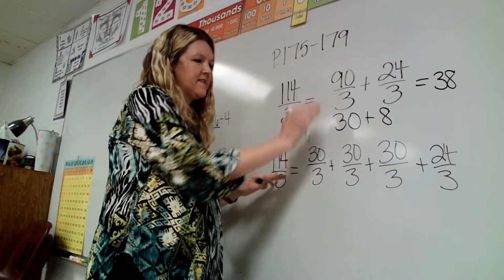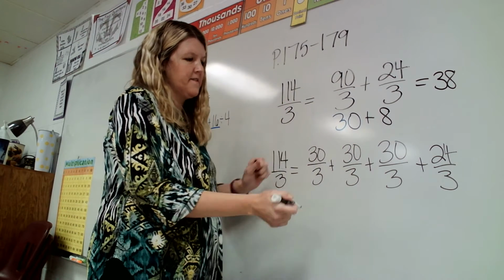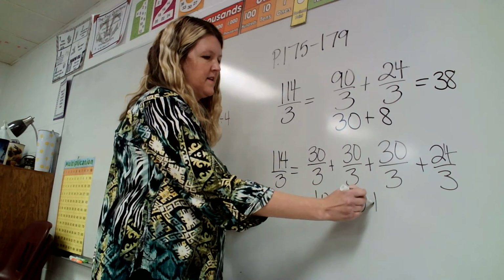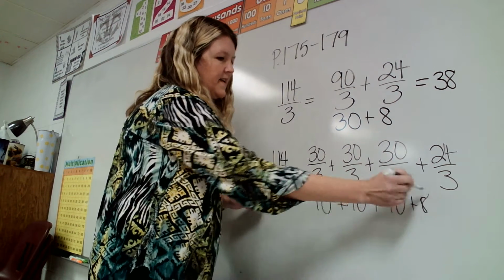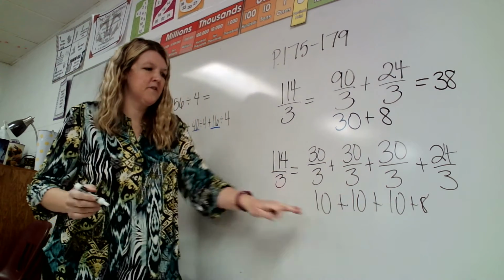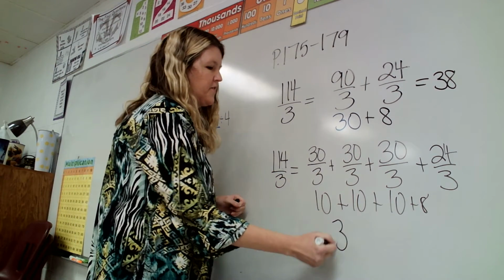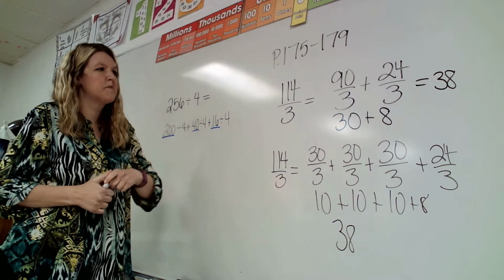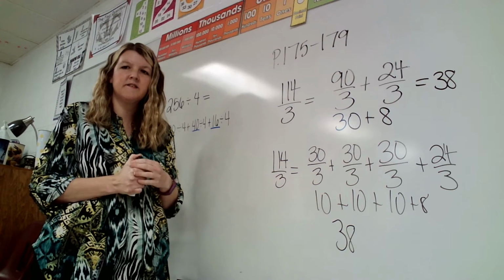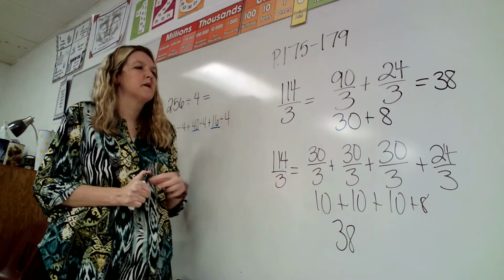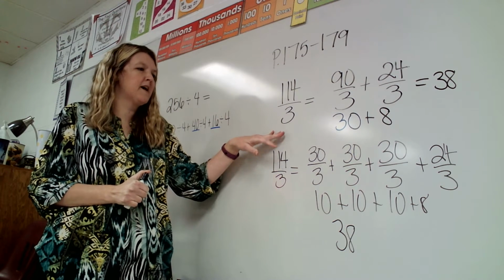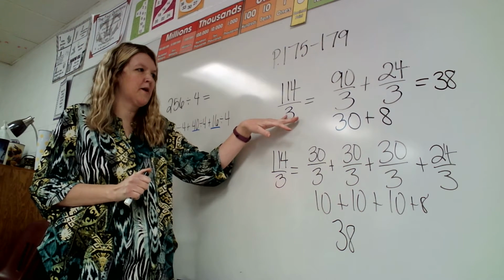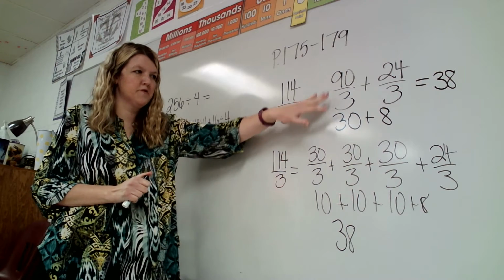Instead of breaking it down into 90, I did 3 30s. So 30 divided by 3 is 10. And then I've got 10 plus 10 and then plus 8. So when I add those together, I do end up with 38. So you'll see a very similar problem to this in your workbook pages for today. So I want you to look at how they have broken apart the number. And then, at the end, they do ask you to solve it. So you'll do just like I did here.